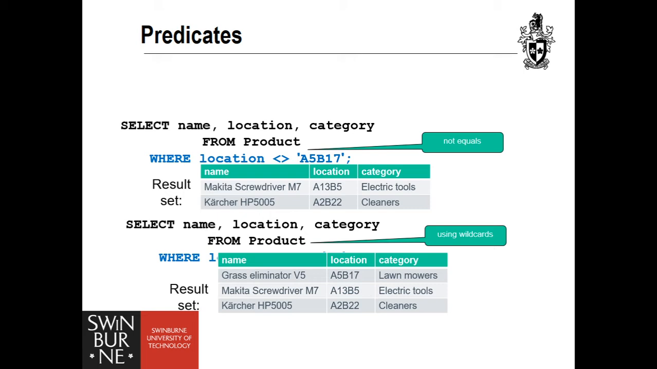MS SQL Server uses a Java style not equal. DB2 uses yet another symbol. If you want to use a wildcard, you have to use the like expression. A percent sign means any number of characters, and an underscore means exactly one character or digit.